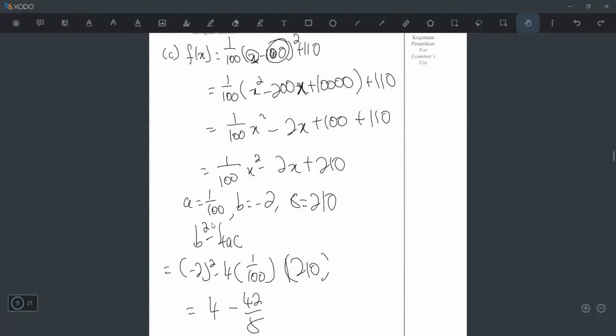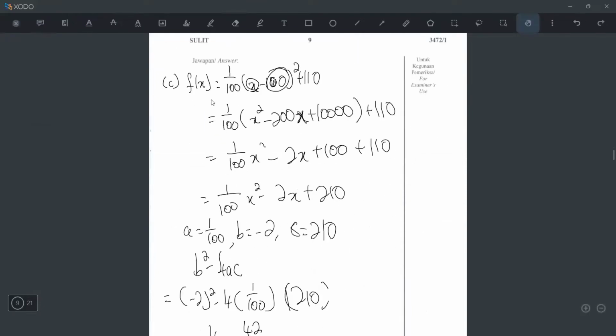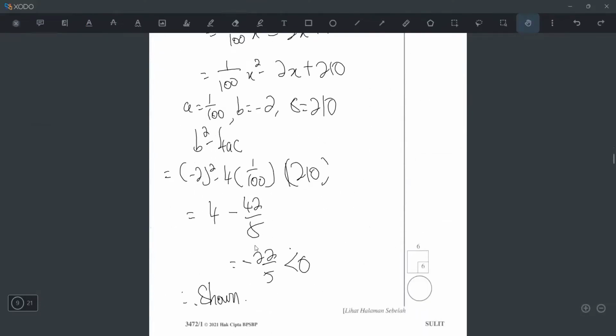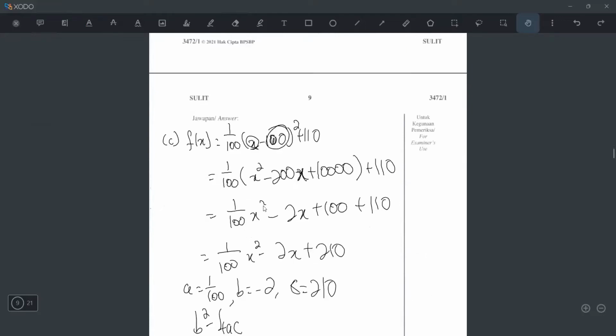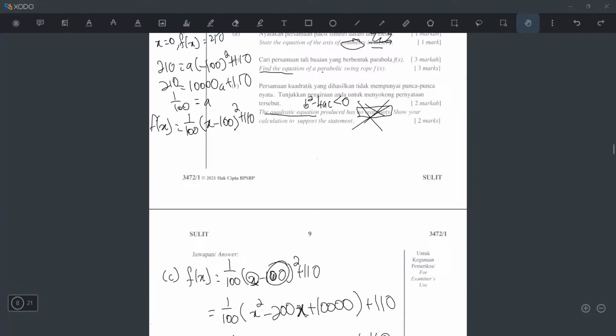So how to show? You just do B squared minus 4AC. It means you have to pretend, you have to act like you don't know that it's smaller than 0. You have to act like you can't see that it's no real roots. You just do basically the B squared minus 4AC, and then after you show that it's a negative value, then only you write smaller than 0, then you write shown. Okay, so that should be the answer. Did I do it correctly? Let me check the answer. So it's 1 over 100, x minus 100 squared plus 110. Yes, correct.